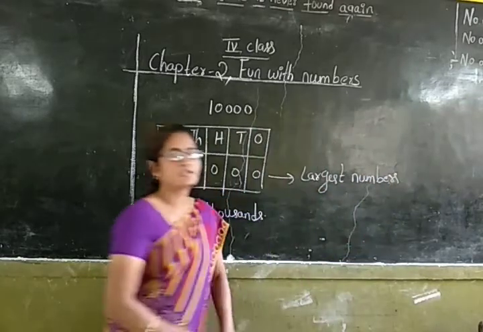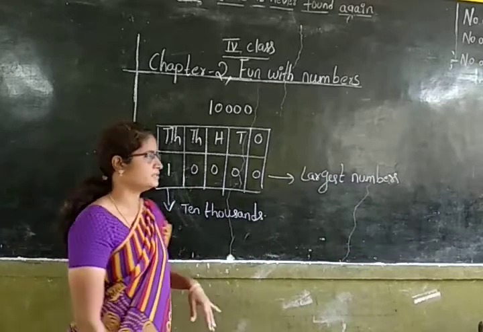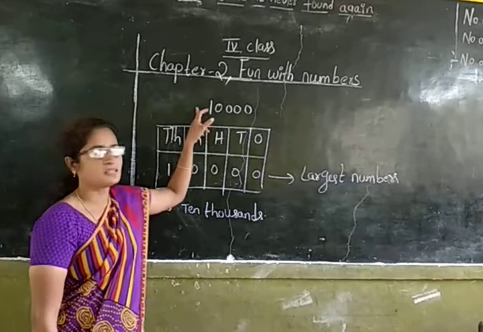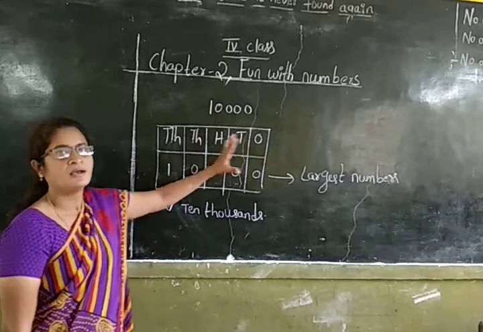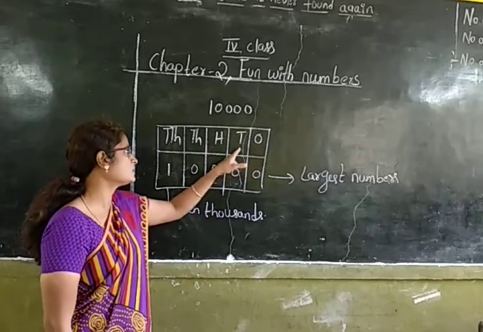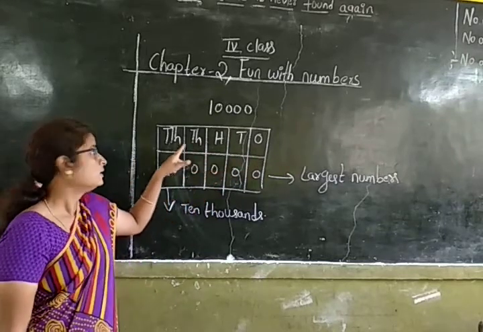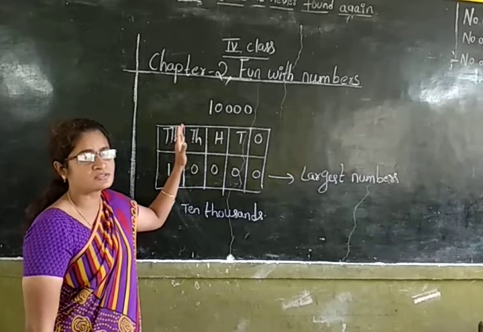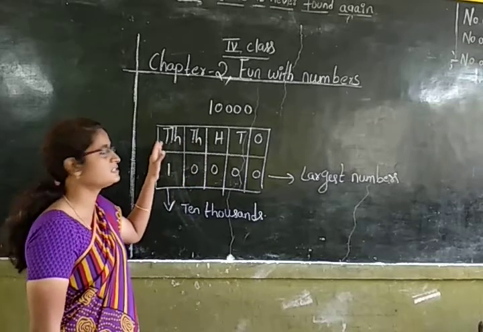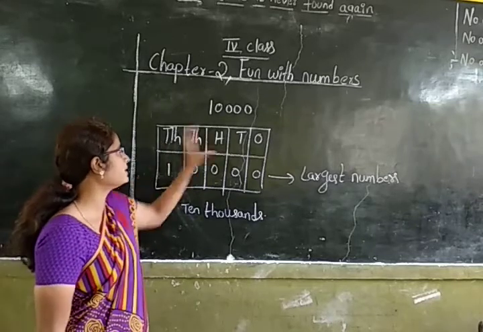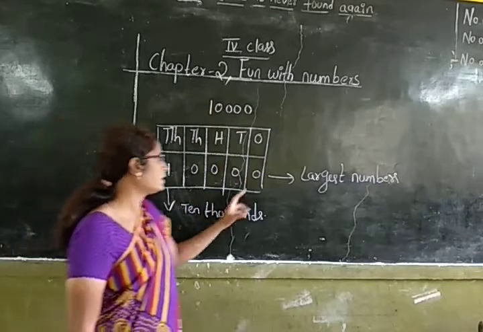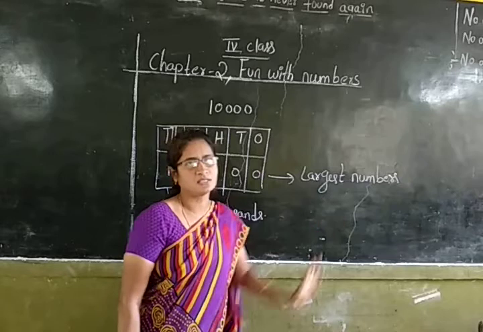Today we are going to learn about the largest number. 10,000 is a largest number. Did you understand children? I have arranged 10,000 in the place value chart. For that I have written the places, which is ones, tens, hundreds, thousands. After thousands place you will be getting the 10,000s place. After writing the places, I have arranged 10,000 in the place value chart.